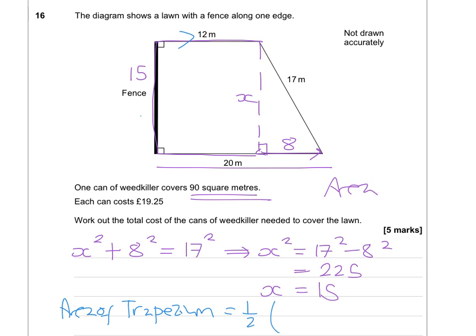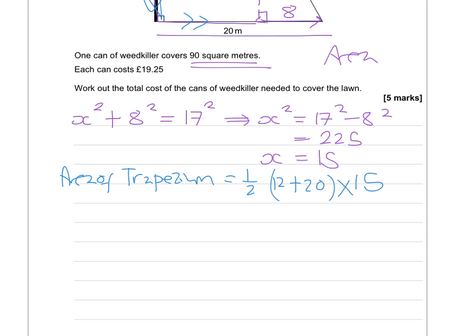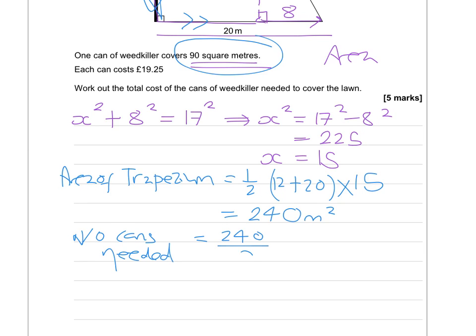The parallel sides are 12 and 20 for the whole of the base, multiplied by the distance between them, which of course is this 15 along here. So multiplied by 15. This comes to a value of 240 metres squared. We know one can of weed killer covers 90 square metres, so we need to work out the number of cans needed, which of course is 240 divided by 90, which works out to be 2.6 recurring. We can't buy 2/3 of a can, so we need 3 cans.